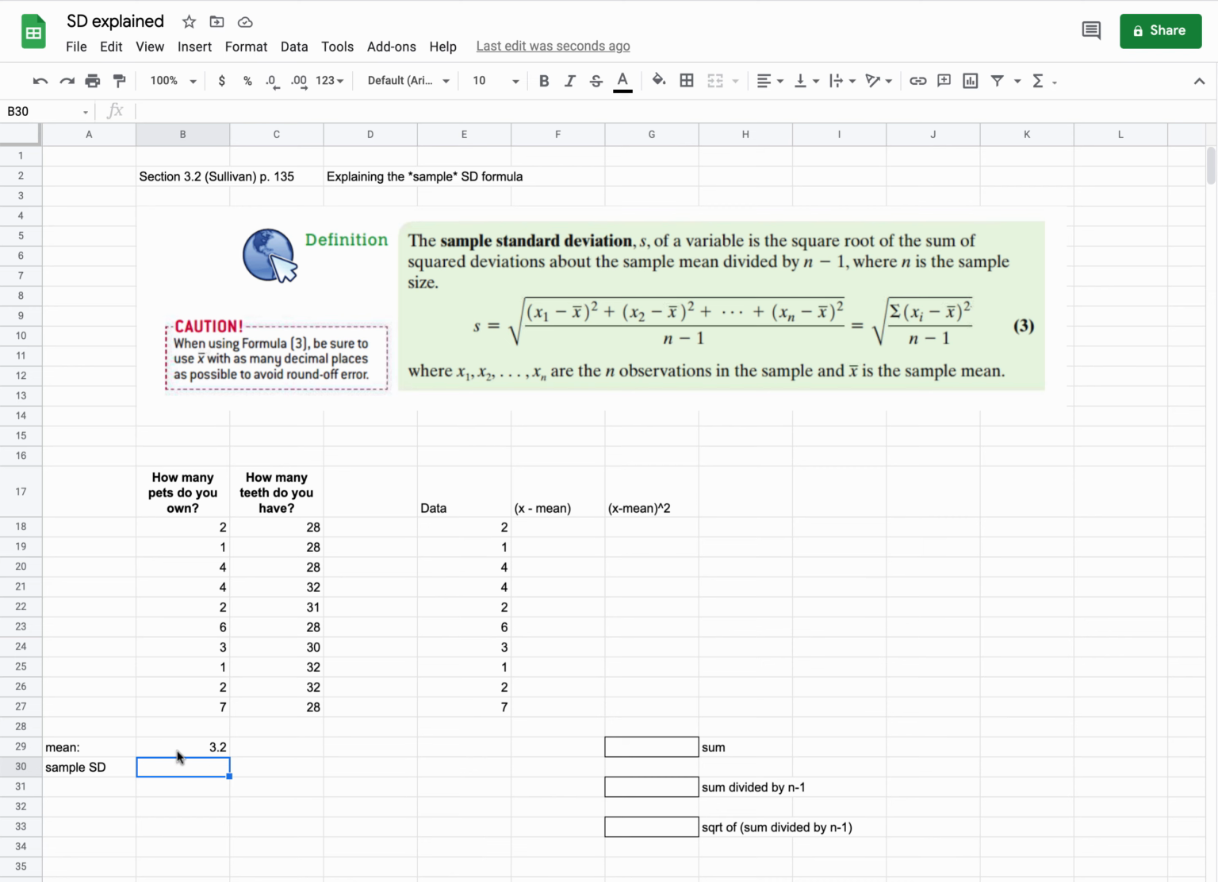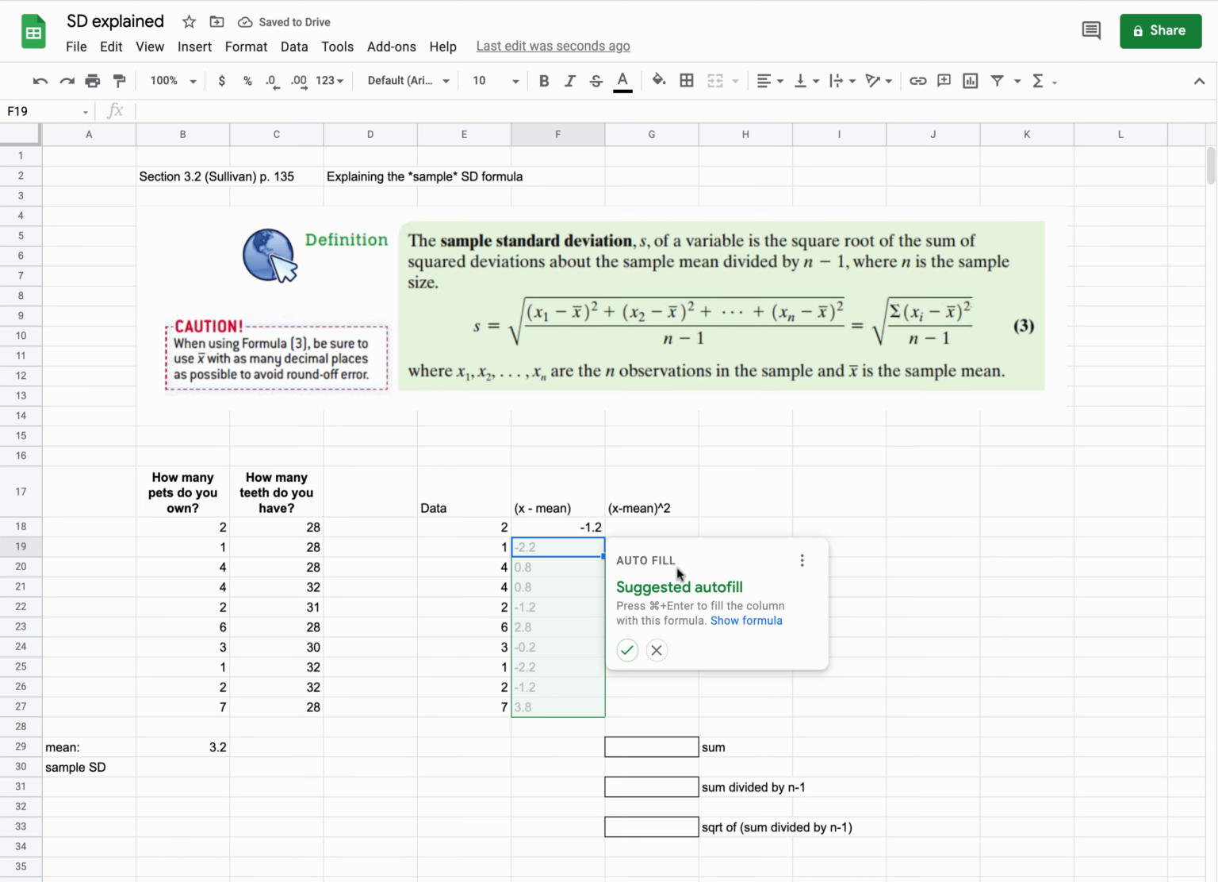All right, now we need that 3.2 to complete our second column of our calculation, x minus mean. So that means we're going to take the data point. So I'll say equals, to start a formula, 2 minus 3.2, push enter, and get an answer. And I see that Google wants to try to autofill all these calculations, and I'm going to say yes. Yeah, that looks good. You can also do it yourself. You can literally type in equals 1 minus 3.2, enter, and then to the next spot, equals 4.